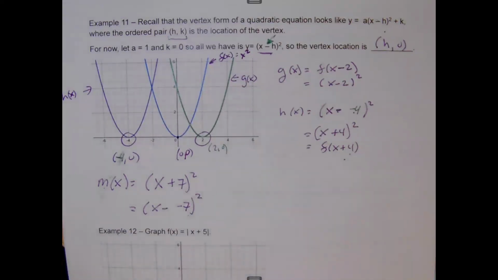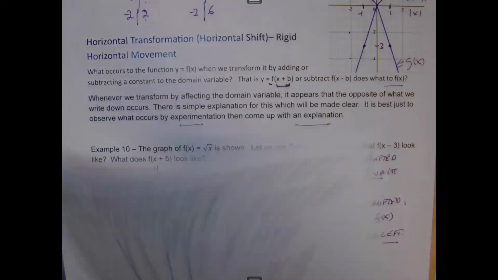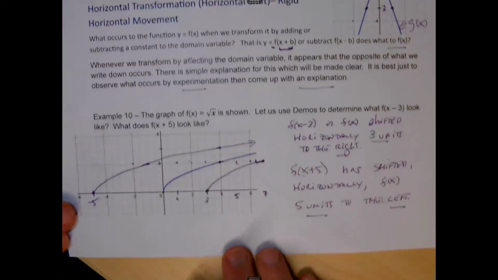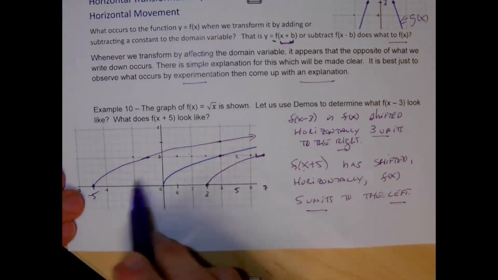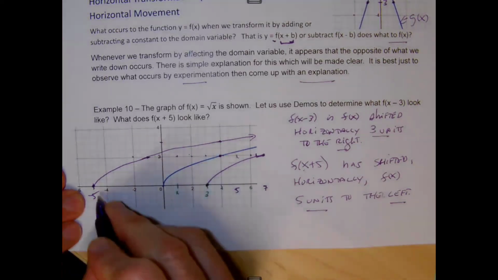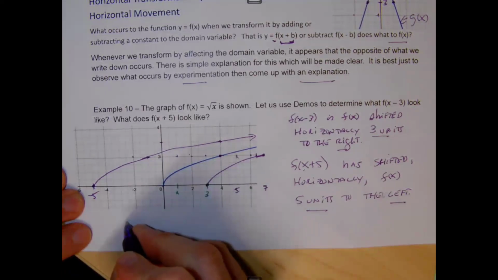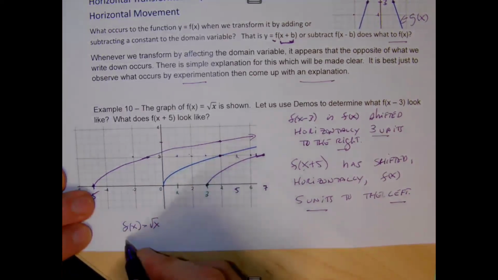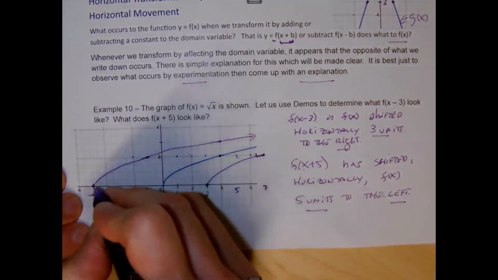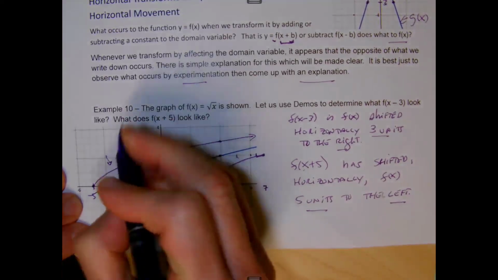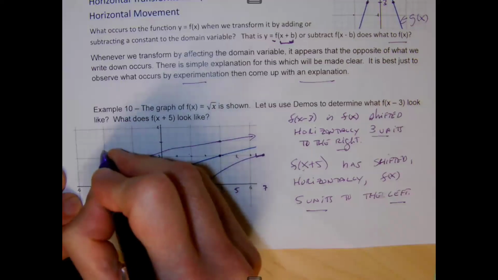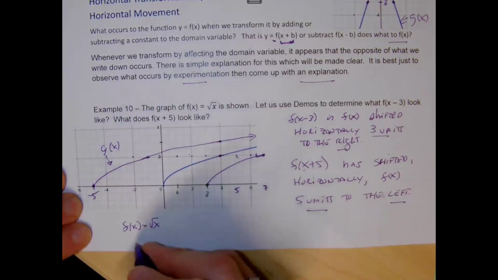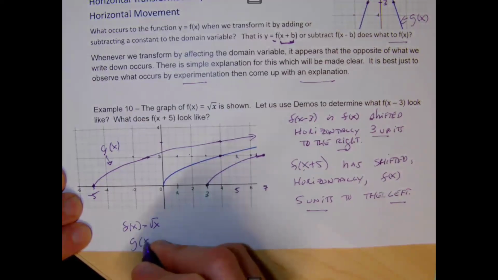Okay. Now let's look up the one we just did a minute ago. If I were to write this equation down, what does it look like? Well, here's my original one. F of x equals square root of x. Now let's call this one that's been shifted to the left g of x.